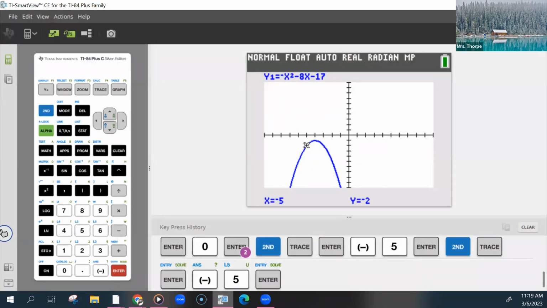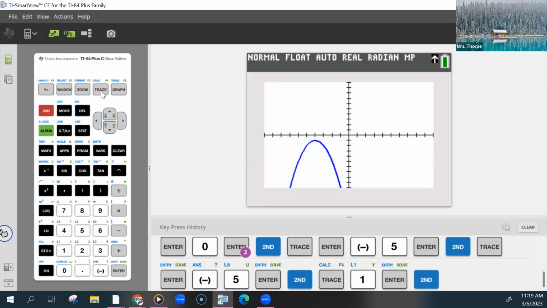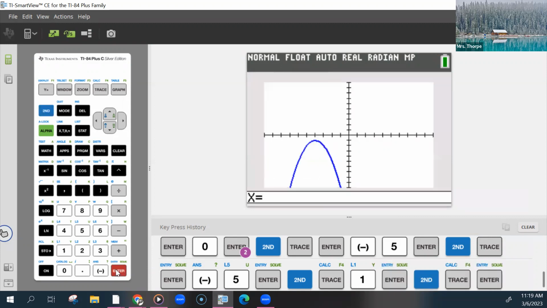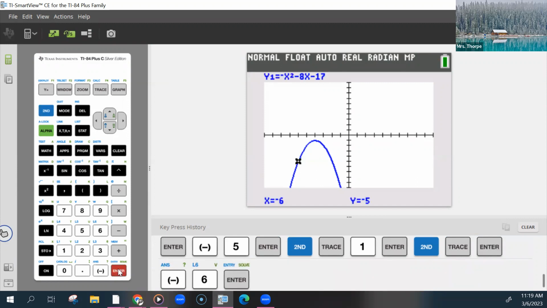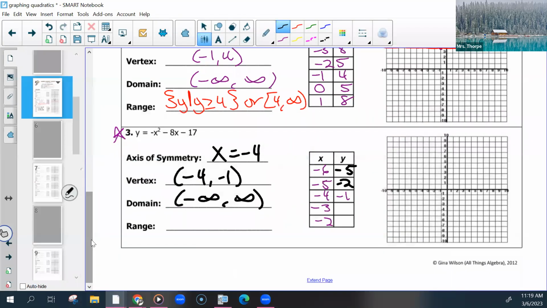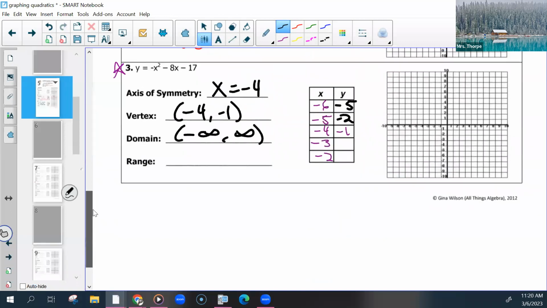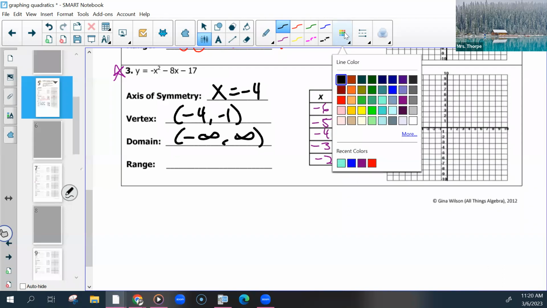Then I can do the same thing for when x is -6. Second trace, the value. Oops, I hit enter instead of what I should have done. And then I can put in -6 and hit enter. And it'll tell me what my y value is. -5. And once I know those two, I can just repeat them. So this would be -2, -5. So then we can go ahead and plot all those points.